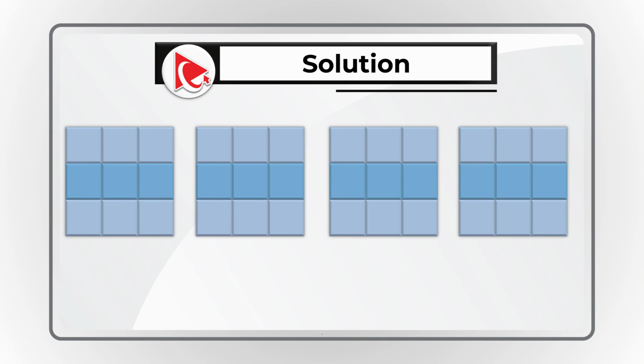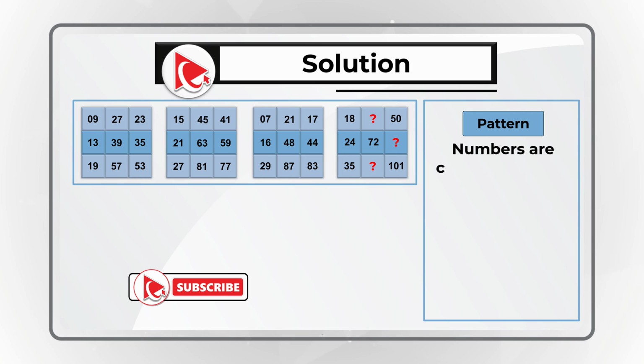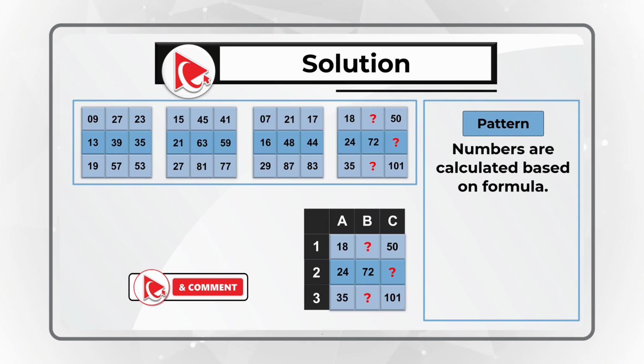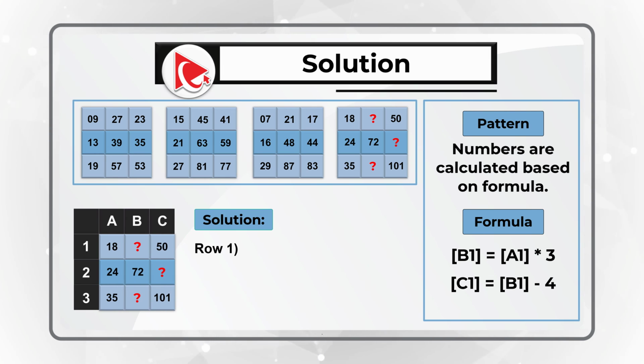I think it's very obvious, and you probably recognize the pattern that's happening here. Numbers are calculated based on a formula. If we break down the matrix into columns A, B, and C, and then add numbers to the rows 1, 2, and 3, the formula can be summarized as B1 is calculated as A1 multiplied by 3, and C1 is calculated as B1 minus 4. So to calculate the missing numbers in row 1, we need to multiply 18 by 3, which would equal 54, and then 54 minus 4 equals 50.